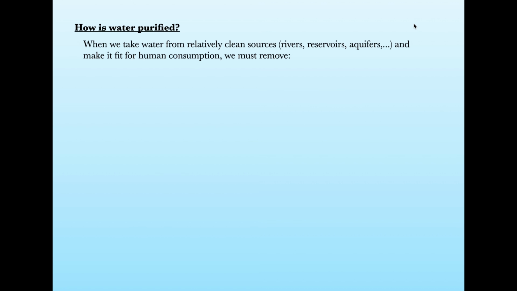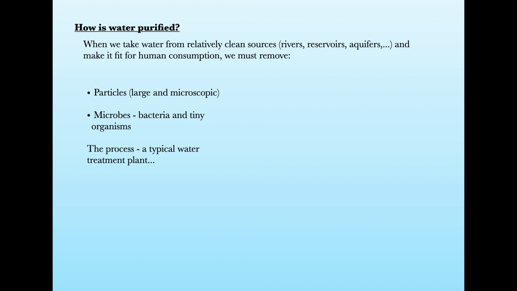So how is the water purified? We take water from relatively clean sources. We don't take it from the sea because it's too salty, although we can desalinate the water from the sea. We take it from rivers, reservoirs, or aquifers. Aquifers are large deposits of water underground and typically are very pure anyway, so can be used often without very much treatment. But what we need to do is make all of this water fit for human consumption.